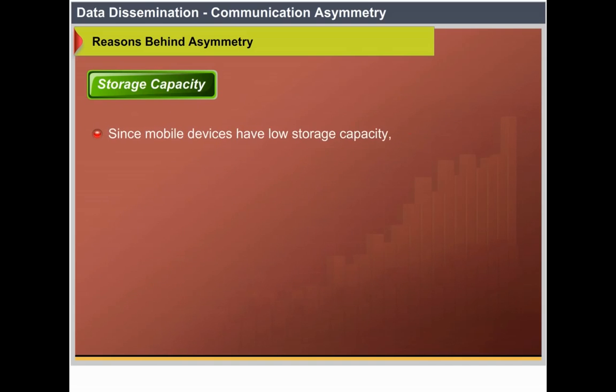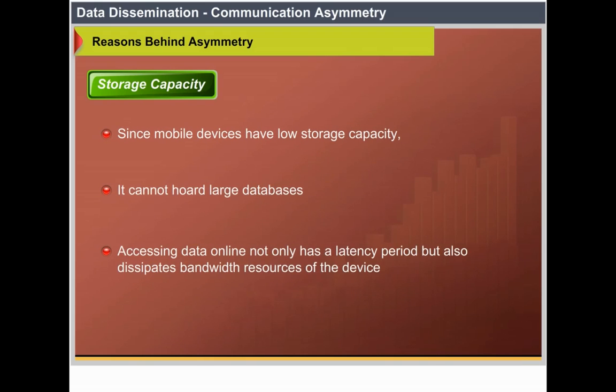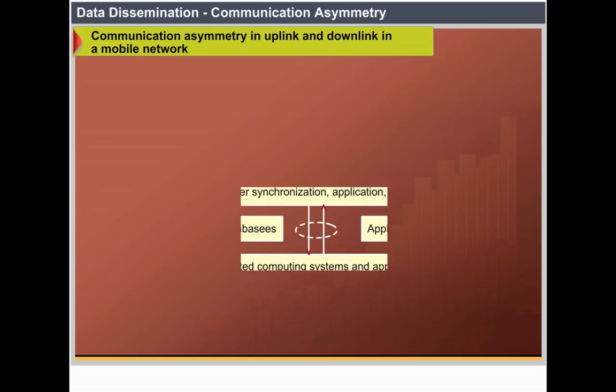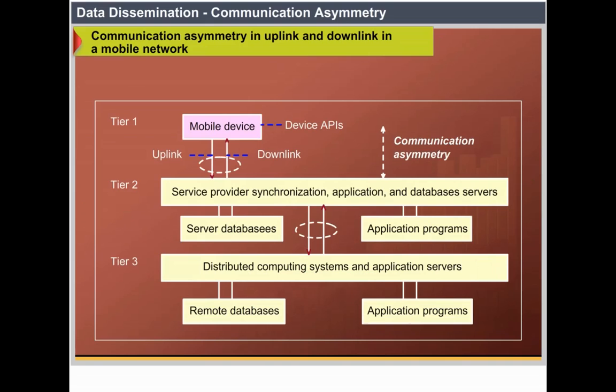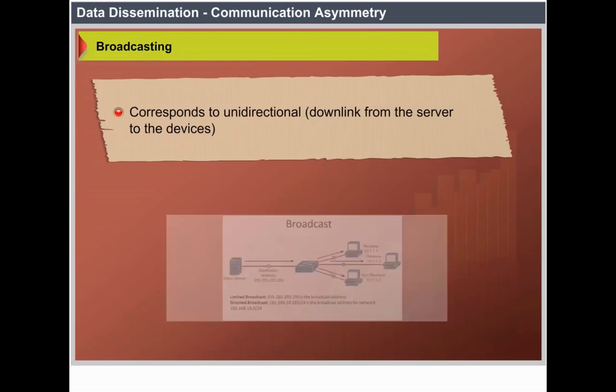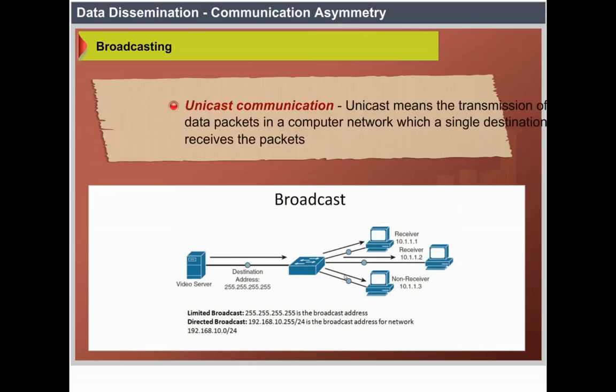Storage capacity. Mobile devices have low storage capacity and cannot hold large databases. Accessing data online not only has a latency period but also dissipates bandwidth resources of the device. Communication asymmetry in uplink and downlink in a mobile network is shown in the below picture. Broadcasting corresponds to unidirectional downlink from the server to the devices.